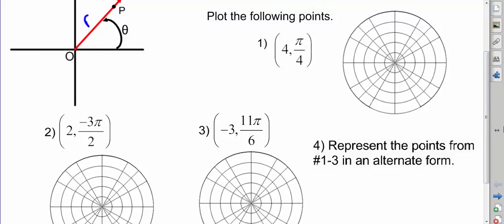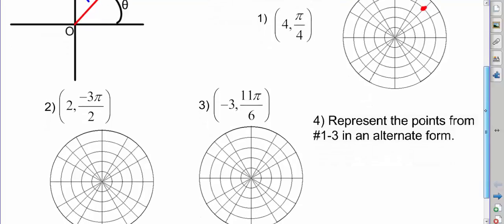So let's go ahead and do some graphing. These are pretty quick questions, honestly. 4 and pi over 4. So that tells me I'm going to have a radius of 4, 1, 2, 3, 4. And then I'm going to work my way around pi over 4 radians, which we know is right smack dab in the middle of the first quadrant. And there it is, 4, pi over 4.